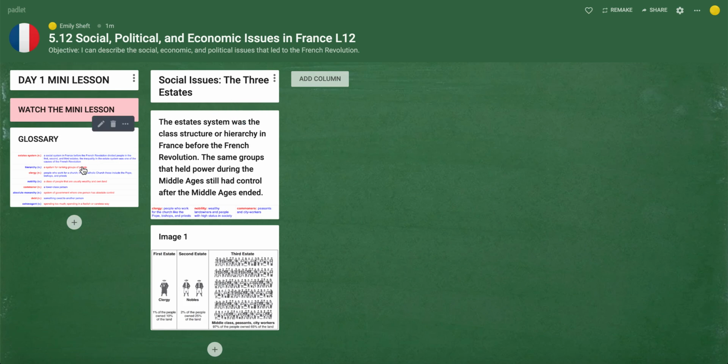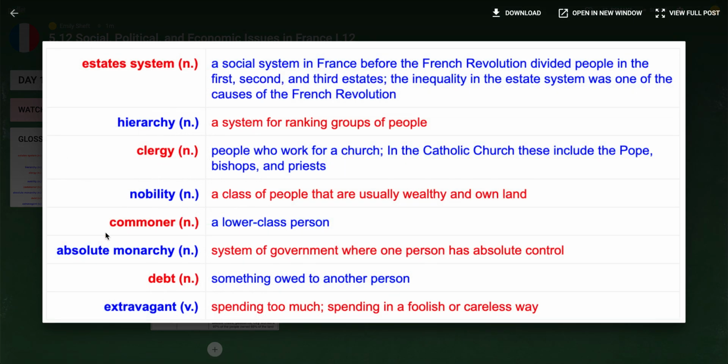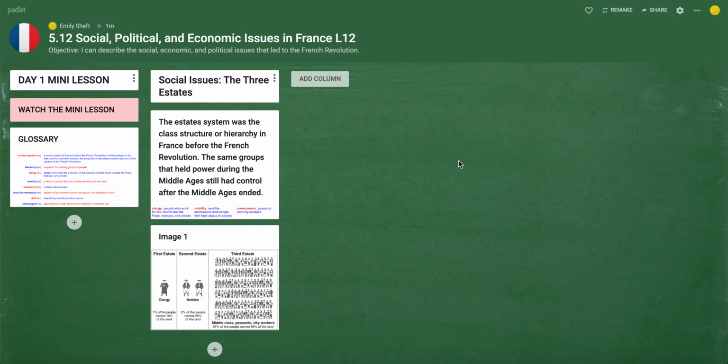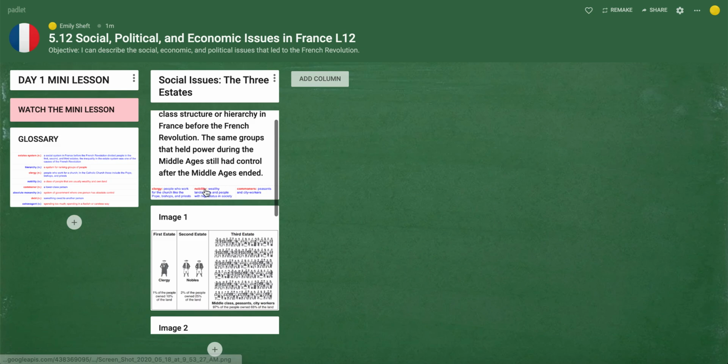And this is the estate system, which you can find defined here, but it's also right here. So the estate system was the class structure or hierarchy in France before the French Revolution. The same groups that held power during the Middle Ages still had control after the Middle Ages ended. So remember, there was strict social hierarchy during the Middle Ages, and the church played a really huge role.